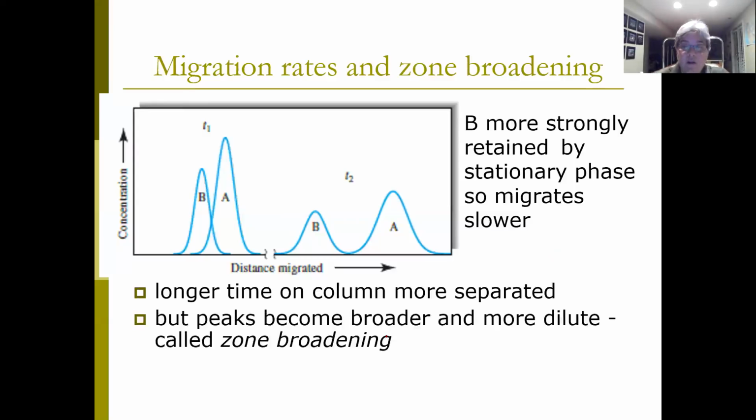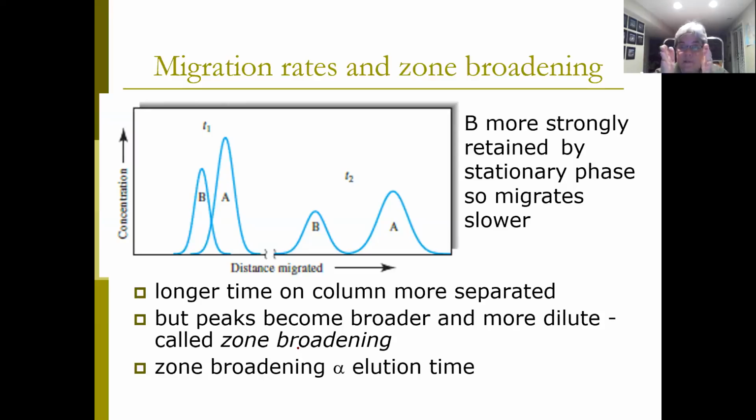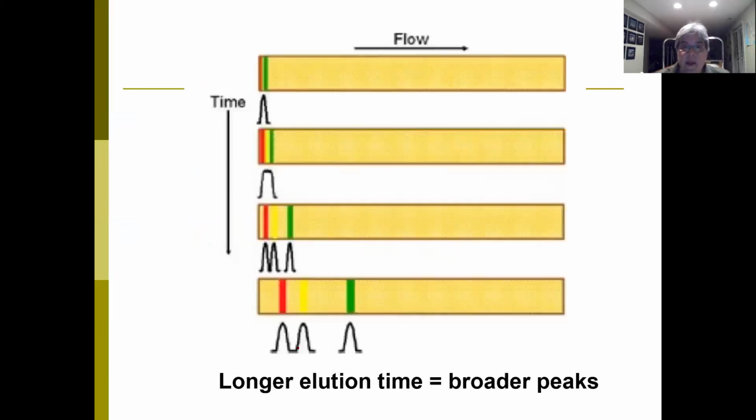Unfortunately, the longer they're on the column, these peaks actually get broader and broader and more dilute. These peaks getting broader is what we call zone broadening. Zone broadening is proportional to elution time. When they come out fast, the peaks will be narrow. When they come out slower, the peaks will be broader. You can see that here. If we stop them right here, we have pretty narrow peaks, but the separation isn't so good. But the longer they're there, the broader their peaks will get.